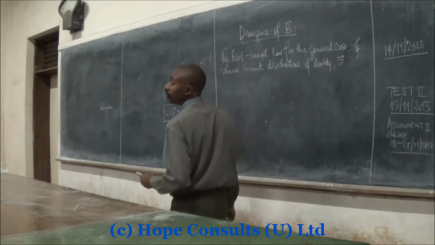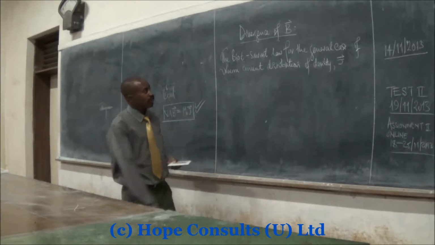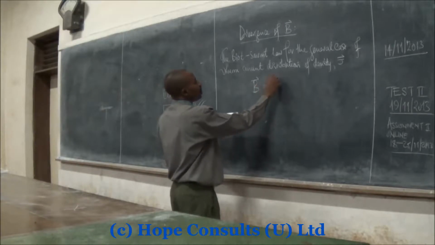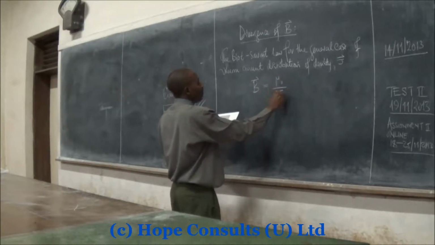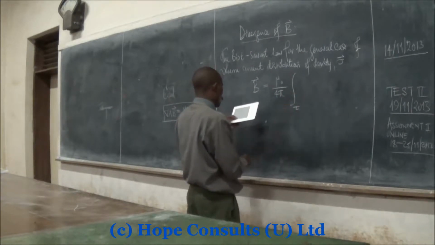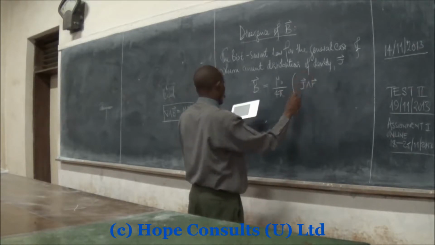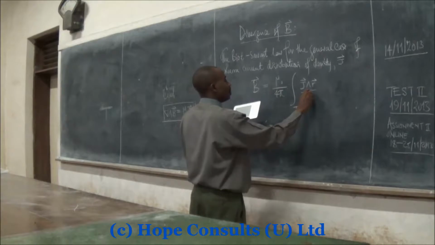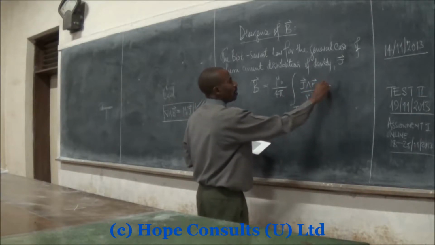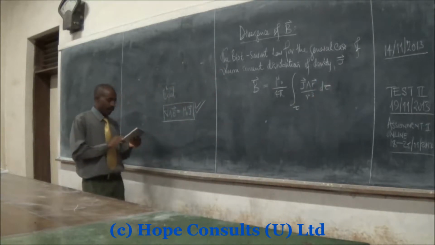So if you have a volume created by the current density J, then the B, the magnetic flux density in this region, would be the same as mu naught over 4 pi integral over the volume tau of J cross R over R cubed. And this is integrated over the volume created by this current, tau.